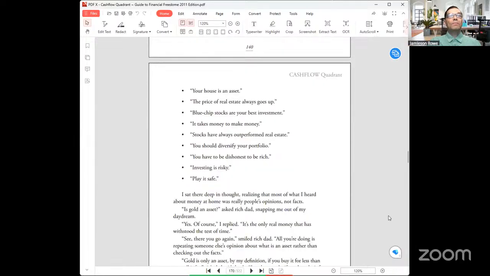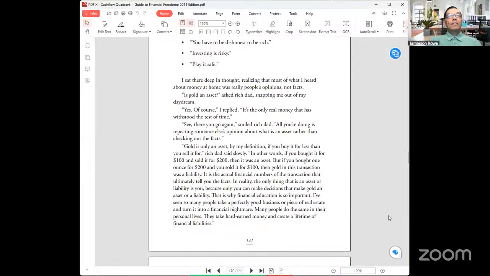Opinions such as: your house is an asset. The price of real estate always goes up. Blue chip stocks are your best investment. It takes money to make money. Stocks have always outperformed real estate. You should diversify your portfolio. You have to be dishonest to be rich. Investing is risky. Play it safe. I sat there deep in thought, realizing that most of what I heard about money at home was really people's opinions, not facts.